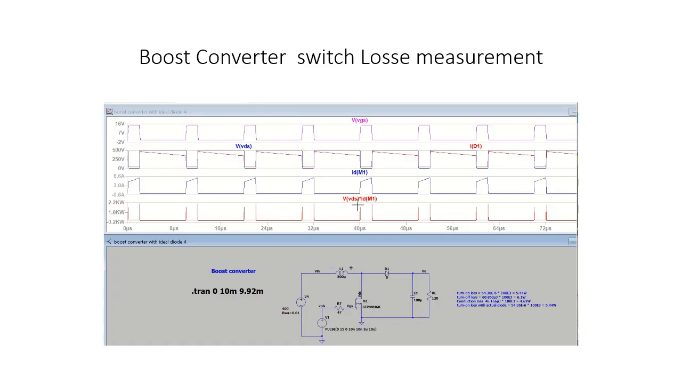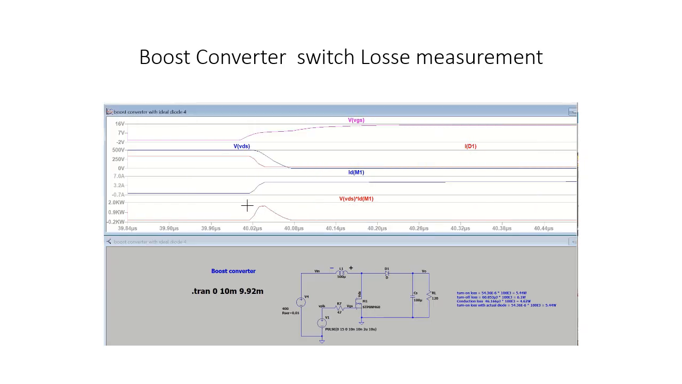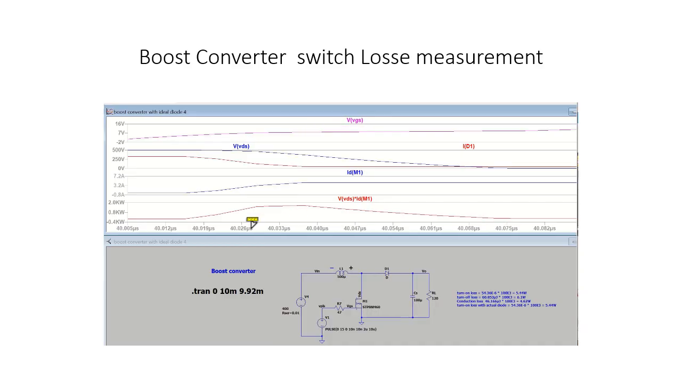Okay, I'm expanding here. I'll just cover the turn on process interval. This is the interval at which the turn on process is complete.